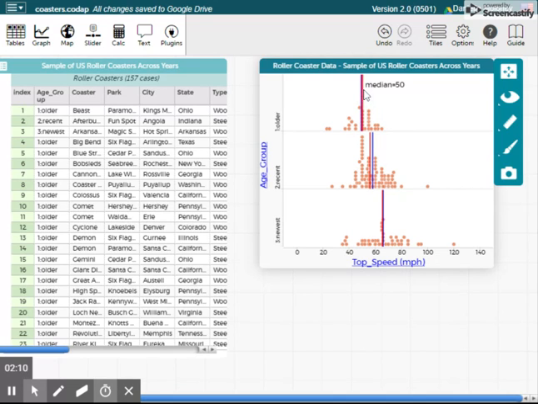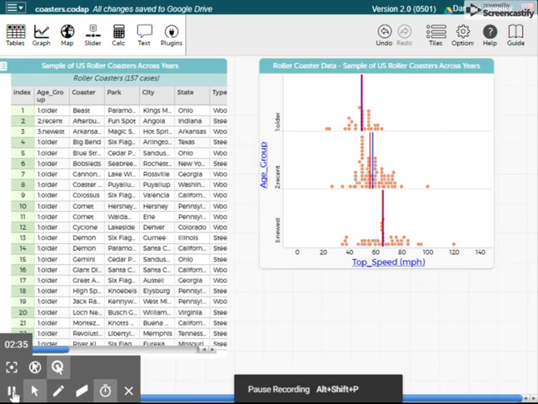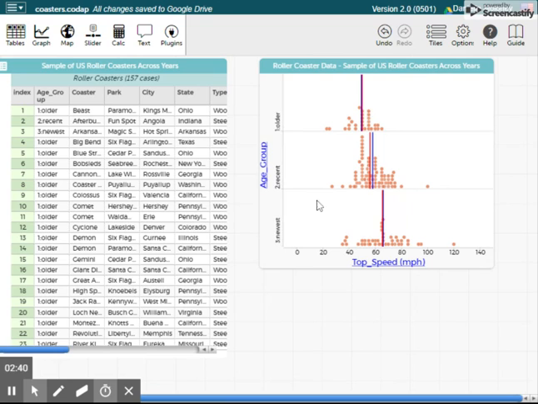And you can see that the mean and median for the older coasters would be around 50. The mean and median for the more recent coasters is somewhere between 56 and 58 miles per hour. And the newest coasters tend to be even faster, with the mean and median both being around 65, 66 miles per hour. So here we can see that the top speeds of the newest coasters tend to be faster than the top speeds of the more recent or the older coasters.